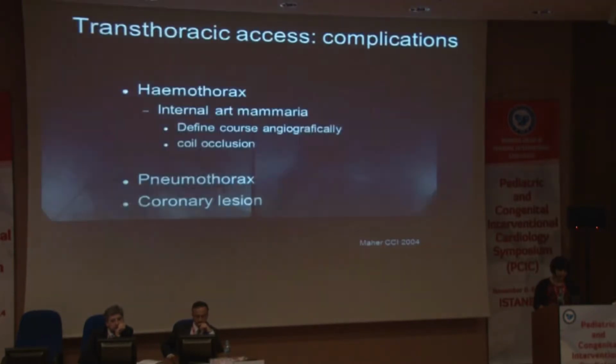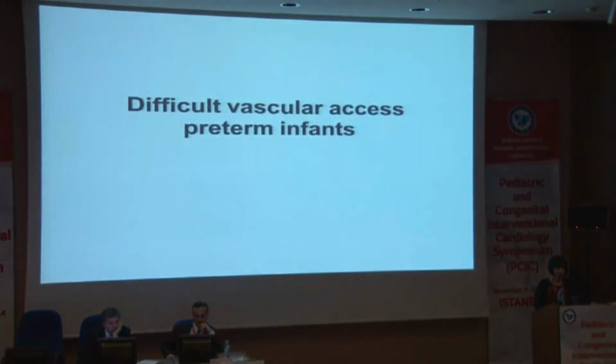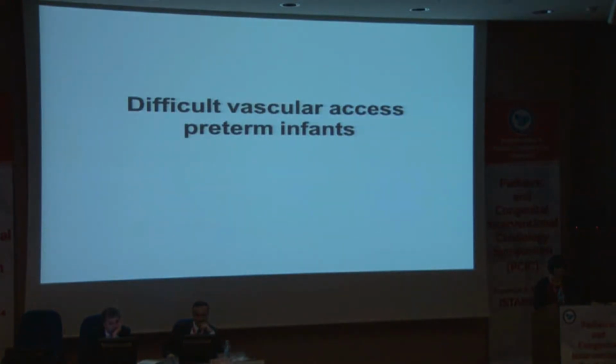What are the complications in these patients? It can be hemothorax, there can be damage to the internal mammary artery, and one should define your course angiographically, and also it's important to occlude your tract if you take out your sheath. Obviously pneumothorax, and remember the coronaries should be kept in mind when puncturing. Again, I don't think we will do this quite often.